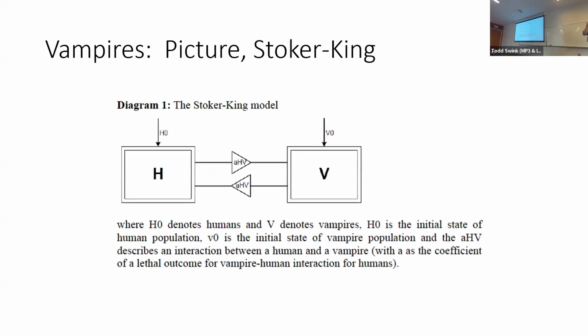So the Stoker-King model has initial numbers of humans and vampires. Humans become vampires. I don't think the vampires become human.